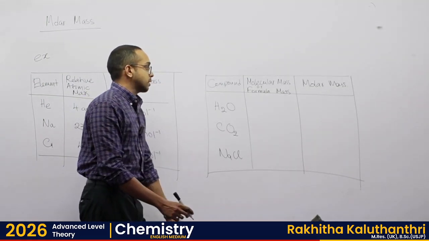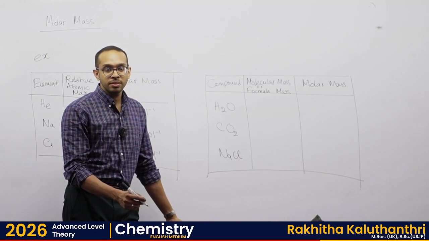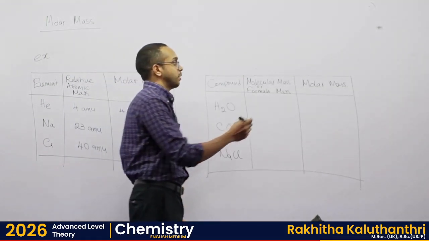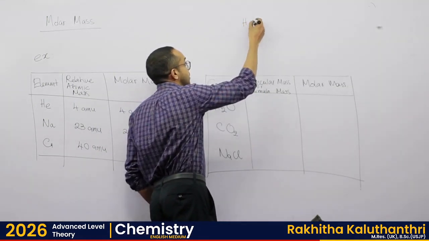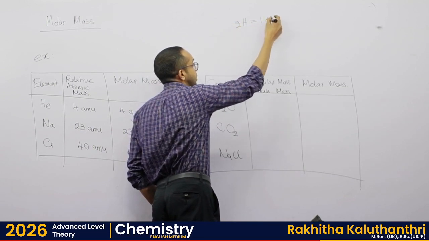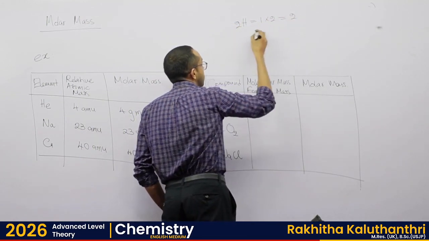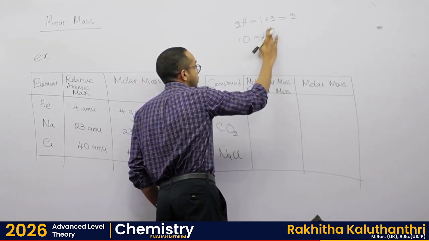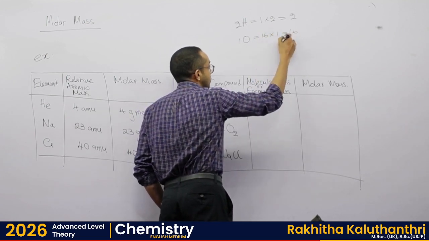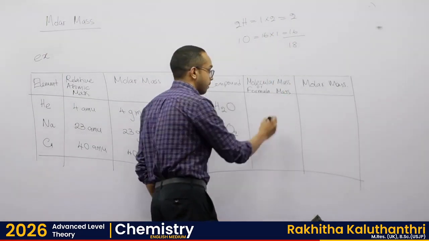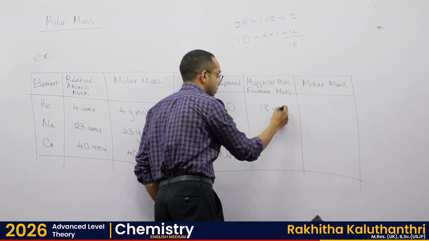What is the molecular mass of water? How do you calculate? Hydrogen's relative atomic mass is how much? 1. How many hydrogens are there? 2. So that means this has to be multiplied by 2. How many oxygens are there? 1. So 16 is the relative atomic mass, multiplied by 1 is going to be 16. What is the molecular mass? 18. So this is 18 AMU.